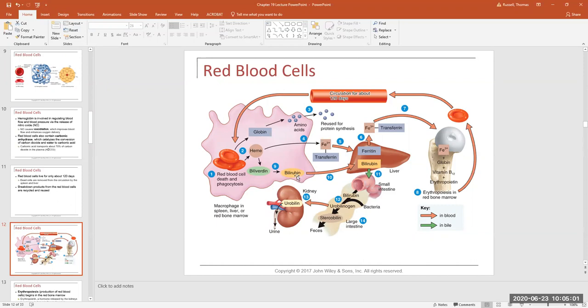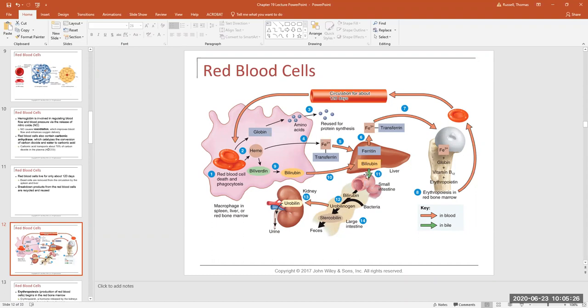So bilirubin enters the blood and goes to the liver. The liver has the job of secreting bilirubin into the duodenum, the small intestines, with bile. So the liver produces a product called bile, which is secreted into the small intestine, and it's one way that we can excrete waste products. So here's a waste product. We have to get rid of it.